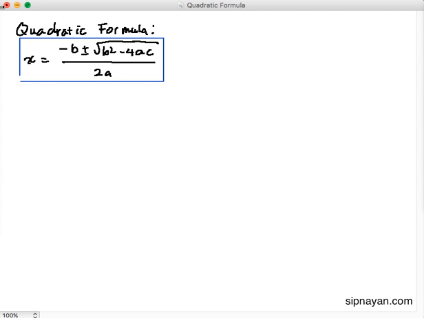Welcome sa zip9.com. In this video ay titignan natin maigi yung quadratic formula in relation to its roots. Ano ba yung nature ng roots ng quadratic equations?